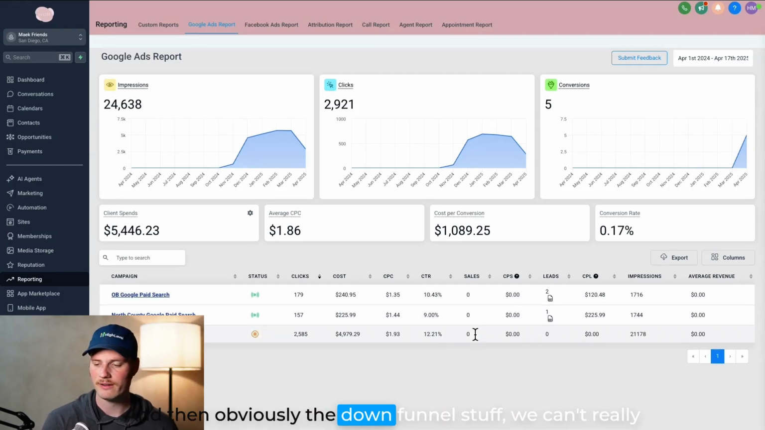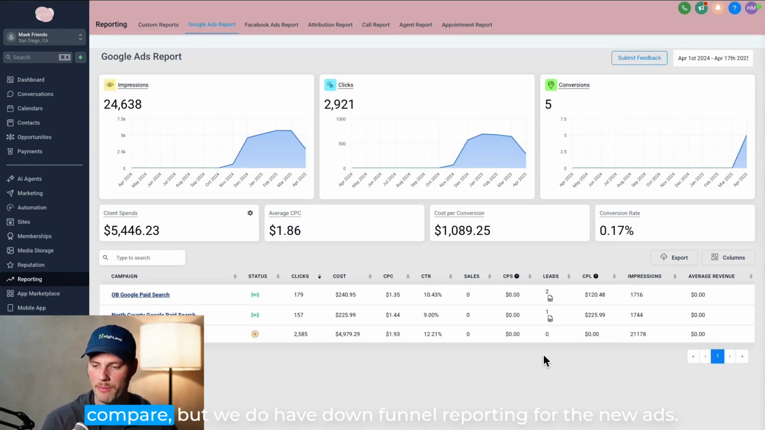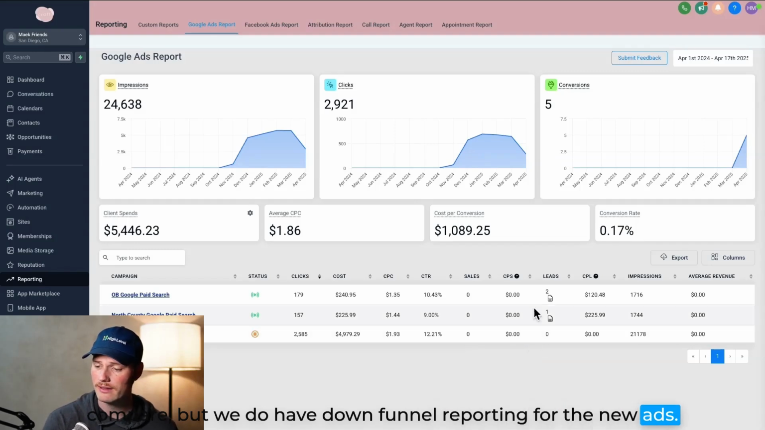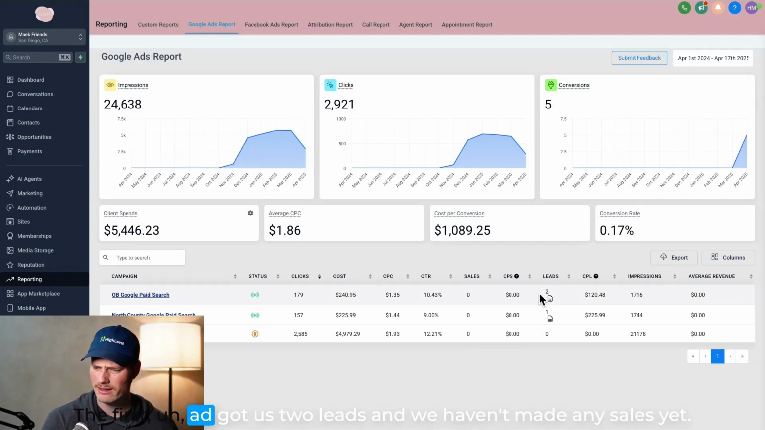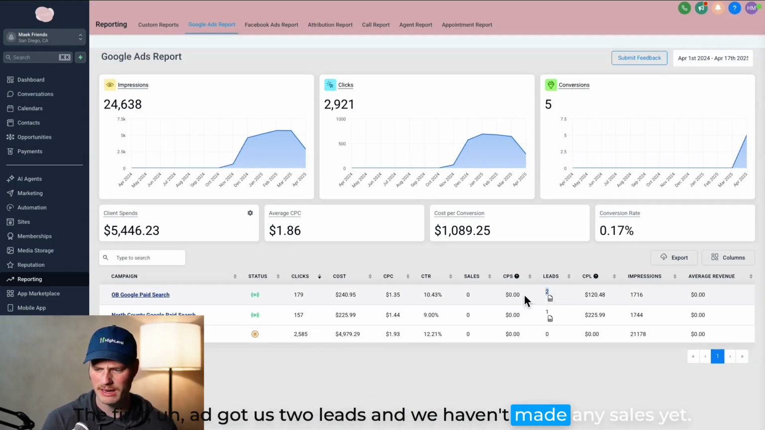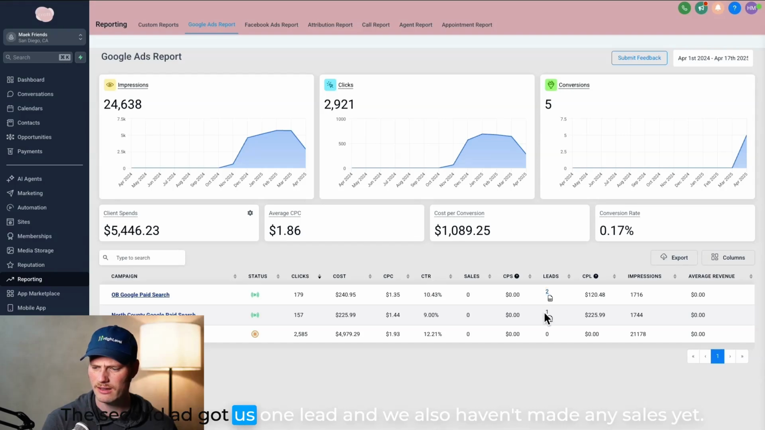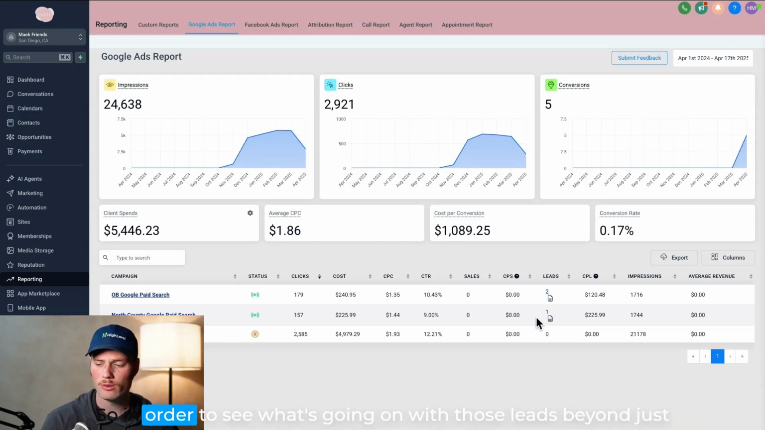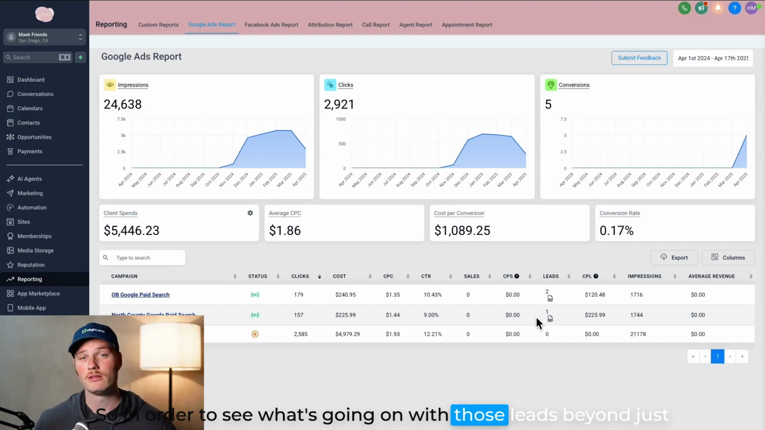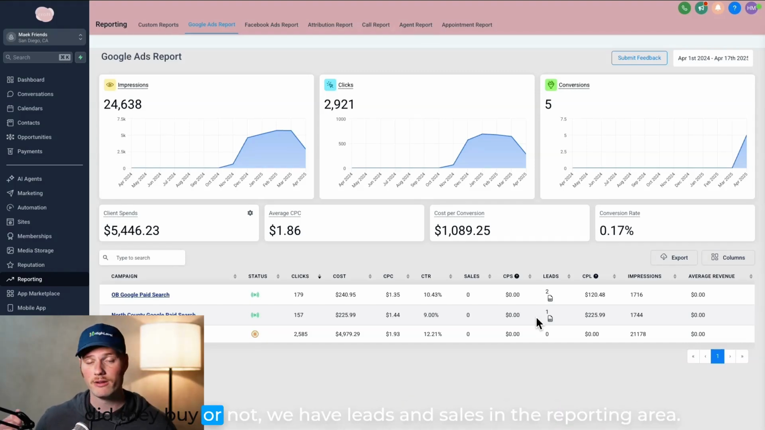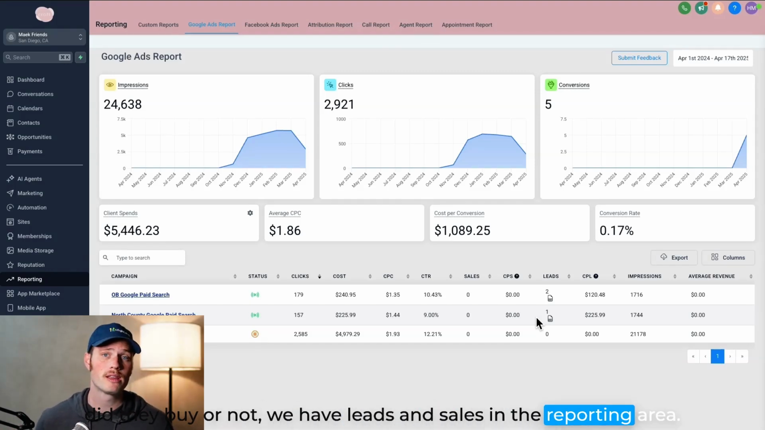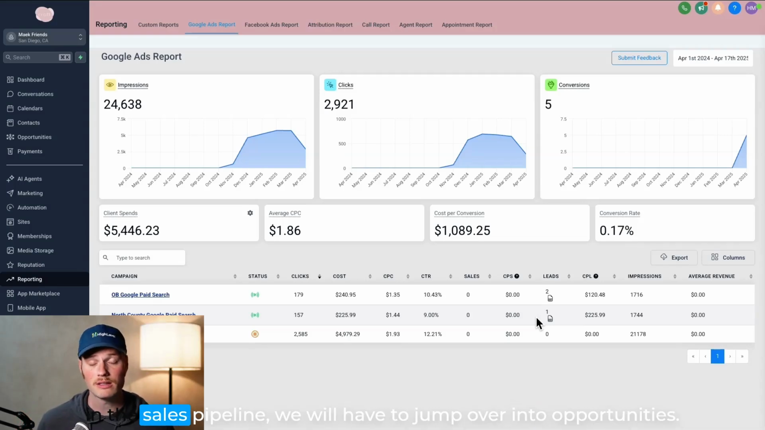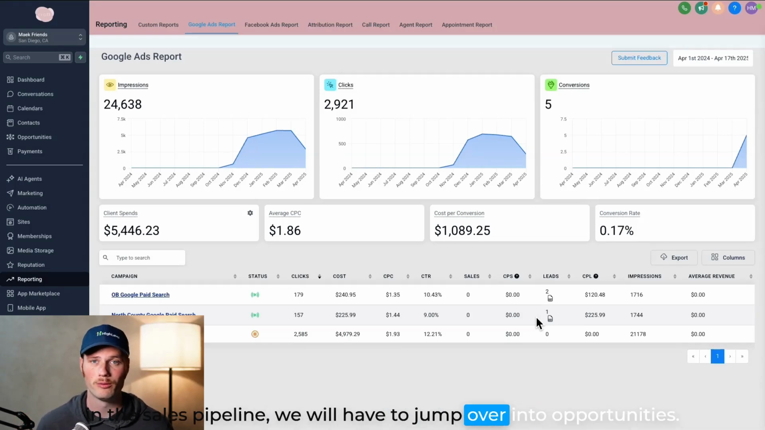And then obviously the down funnel stuff we can't really compare, but we do have down funnel reporting for the new ads. The first ad got us 2 leads and we haven't made any sales yet. The second ad got us 1 lead and we also haven't made any sales yet. So in order to see what's going on with those leads beyond just did they buy or not, we have leads and sales in the reporting area. But if we want to see more specifics of where they are in the sales pipeline, we will have to jump over into opportunities.